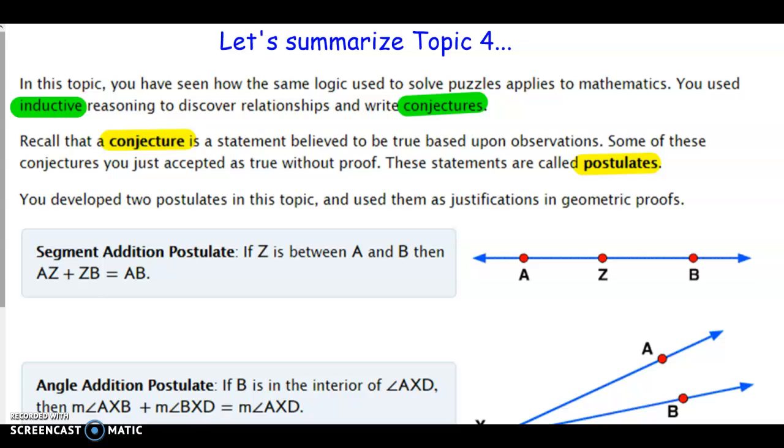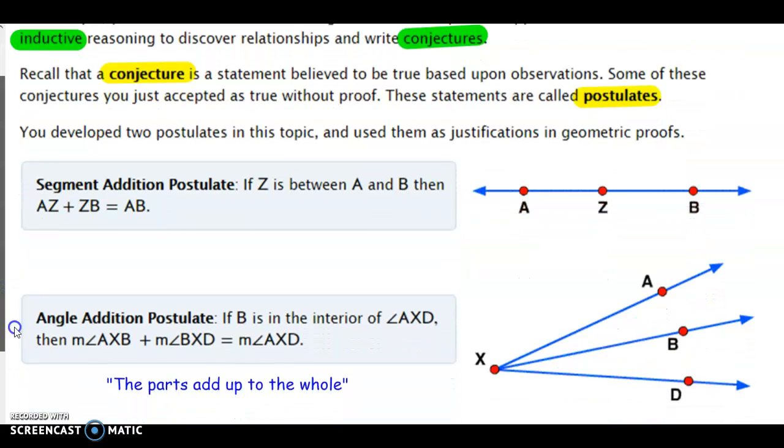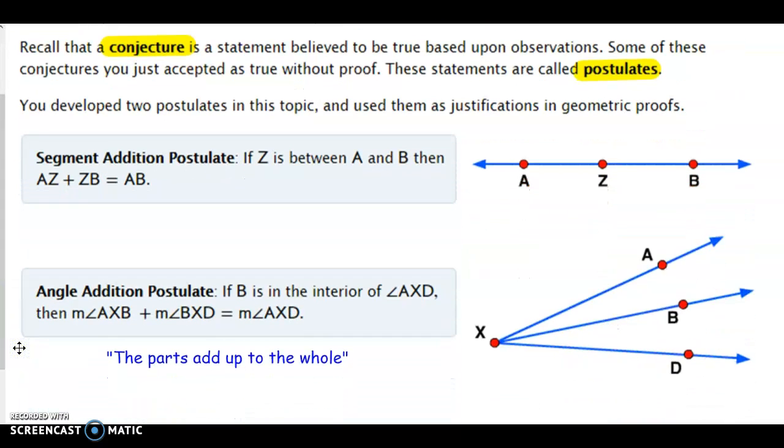So we developed 2 postulates in this topic, and those are the segment addition postulate and the angle addition postulate. Remember, anytime you hear addition postulate, I just want you to think the parts add up to be the whole. Both of these mean exactly the same thing. It's just that one is dealing with segments and one is dealing with angles.